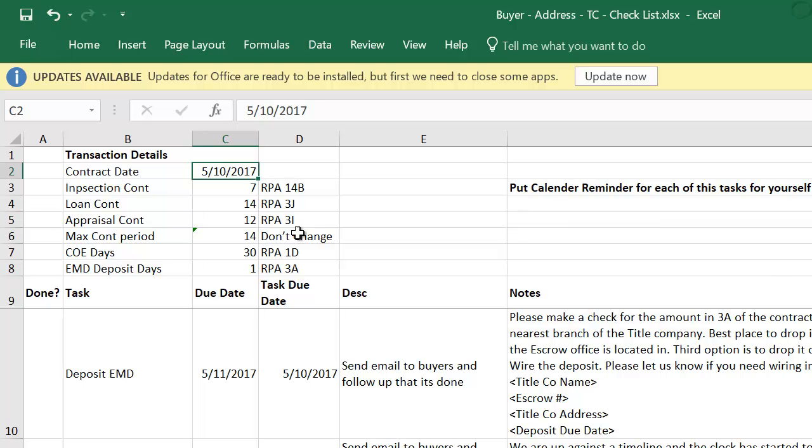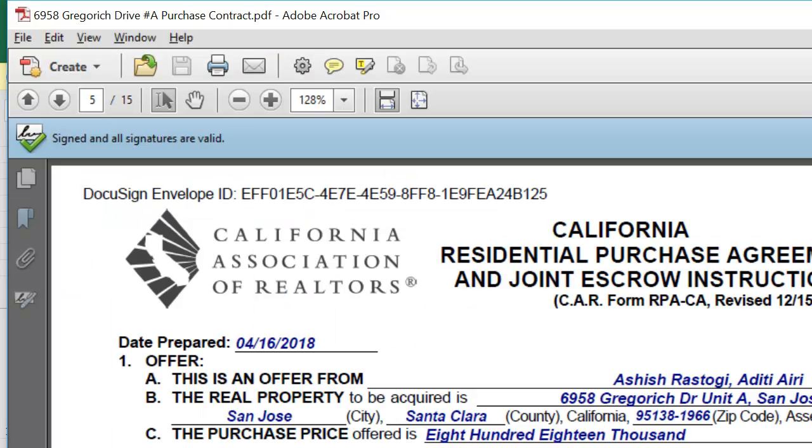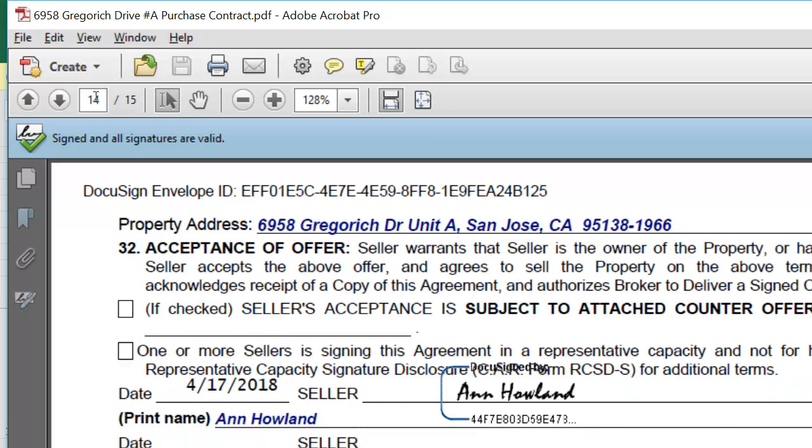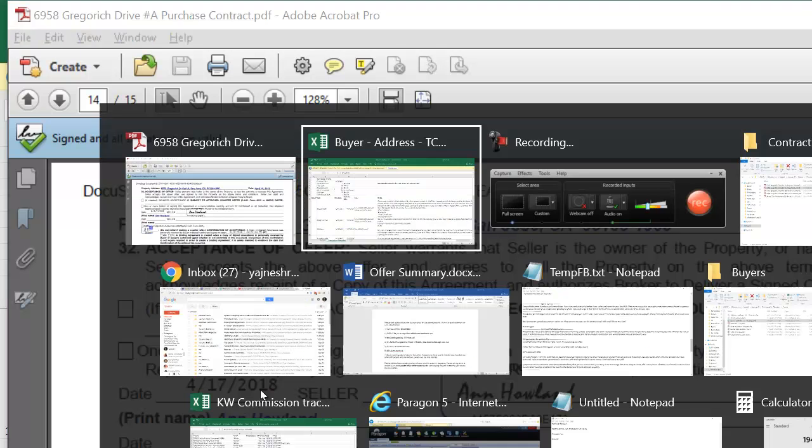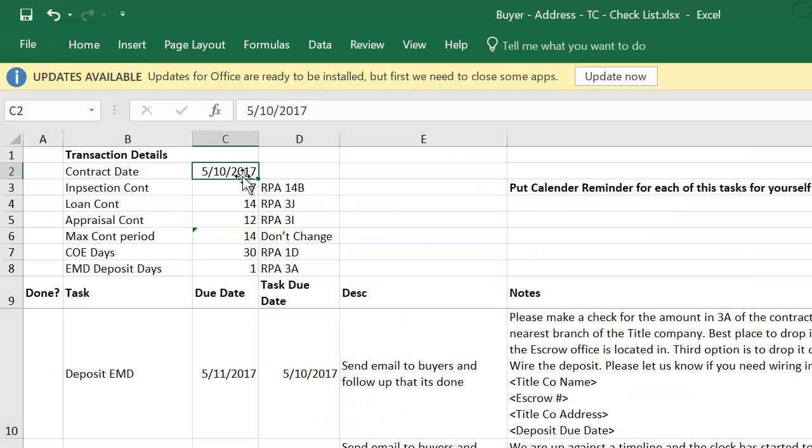So how to find this is basically, let's go look at a contract. So this is a signed contract. If we go towards the last pages of this, about 14, this is the seller, for example. If you see, the seller has signed on the day of 4/17. So this is the date that goes in that field. So we put that date here. Let's just assume whatever the date is right now, 5/10, that's fine. So that's the first date that goes.